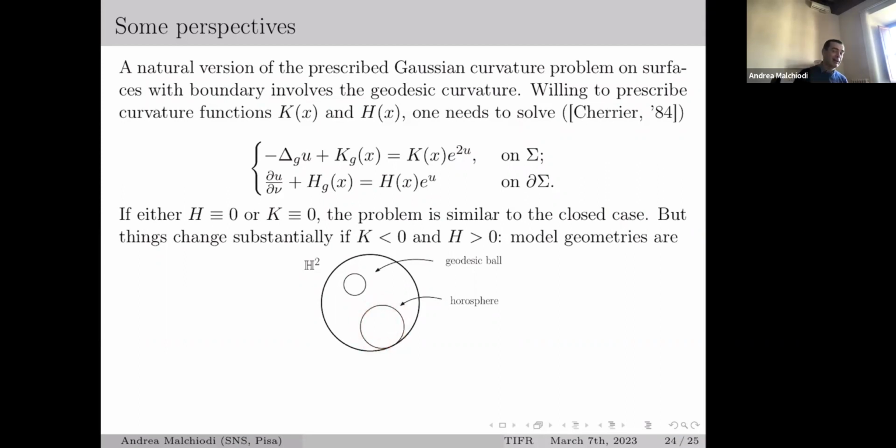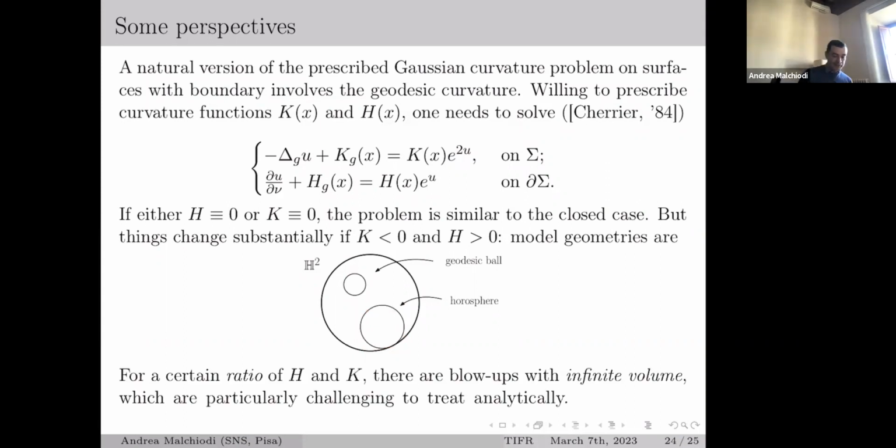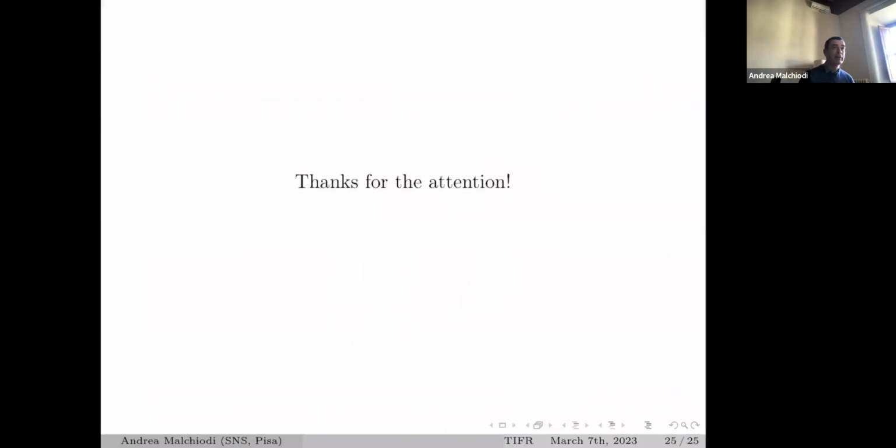Okay, it's a sort of limiting value, and depending on the ratio of the functions k and h, you might get blow-ups of infinite volume. For example, with the profile of a horosphere. And these are particularly challenging to treat analytically because they will give you infinite volume and infinite Dirichlet energy. So it's a situation that we started to study only recently in a joint work with Lopez Soriano and Ruiz, and there are several open problems also in this direction. So I conclude here and thank you for the attention.